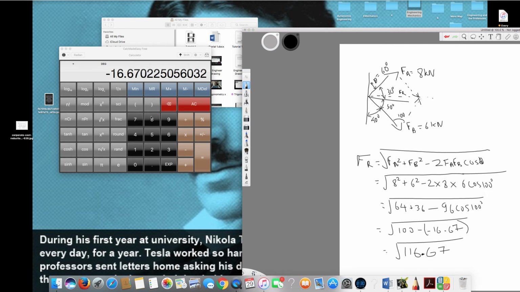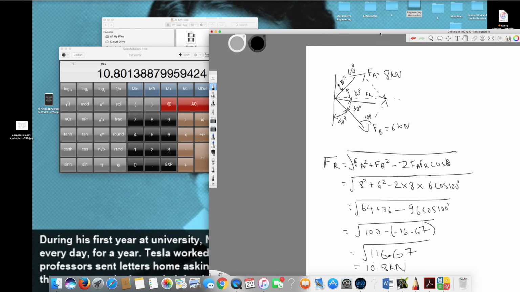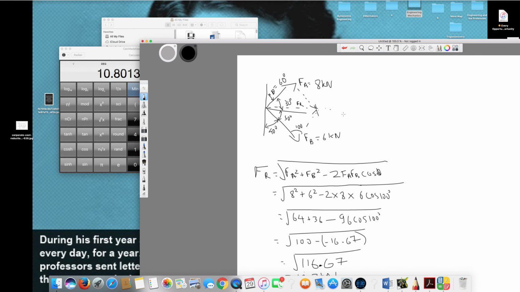So let's find the square root for that. The square root of 116.67 is going to be equal to 10.8. This is our final answer. 10.8 kilonewtons is the resultant force. We are not done yet. We have to find the angle that the resultant force makes.